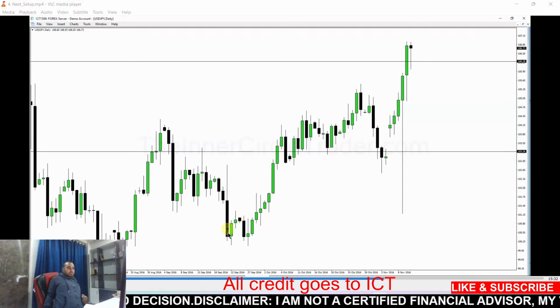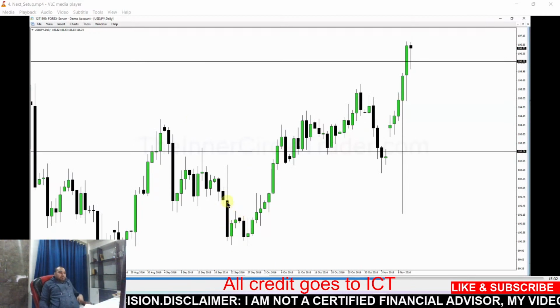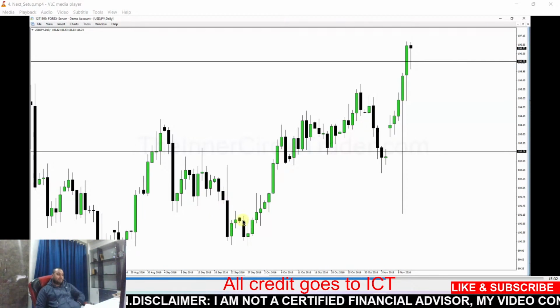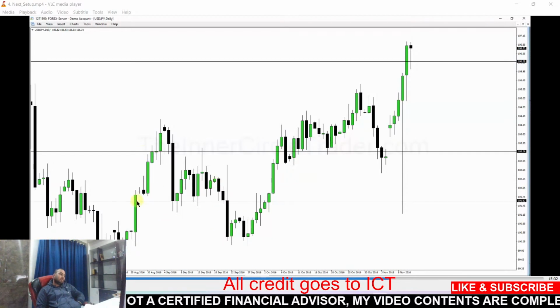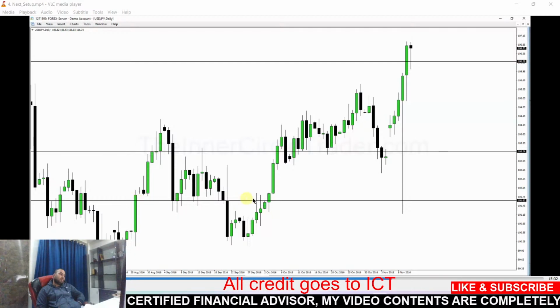You see the body of this down candle. It's larger than this one here. So this is the beginning of the bullish order block. And the mean threshold of this down candle will be about right here. And it's not even challenged at all here, even on the election knee-jerk reaction.